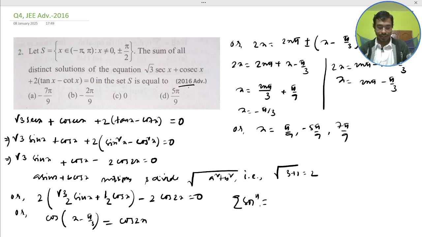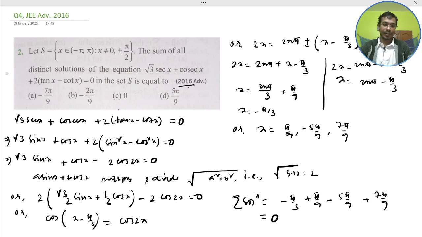So the summation of all distinct solutions would be minus pi by 3 one, and another, plus pi by 9 minus 5 pi by 9 and plus 7 pi by 9. So the sum would be 0. Just calculate, it would become 0. Just calculate two solutions and find the general solution. Minus pi by 3 is one, and another, from this equation, the general solution would become this one. So 0 would be our correct answer.